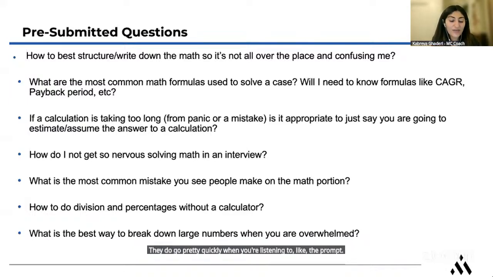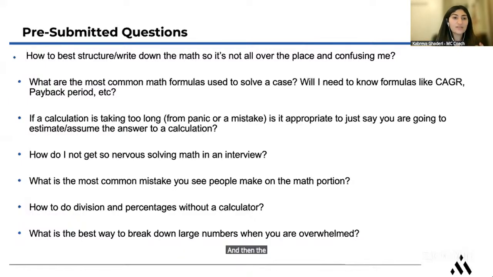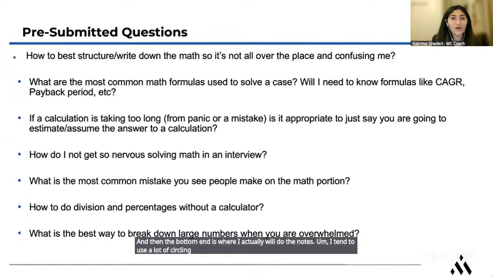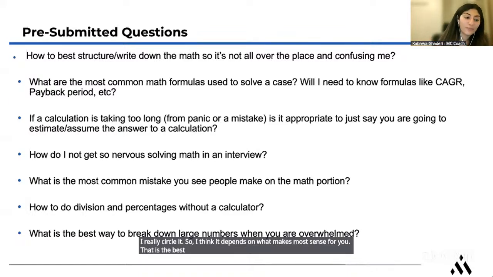I then split my paper in half. From the top, I try to think about what would be the approach, and as I'm talking with you, sometimes I will take notes of how I'm thinking about structuring the problem. The bottom end is where I actually do the math. I tend to use a lot of circling to make sure that I know what the key numbers are that I need to put in for inputs. And when I get to the final one, I really circle it. So I think it depends on what makes the most sense for you. That is the best strategy that I found for myself.